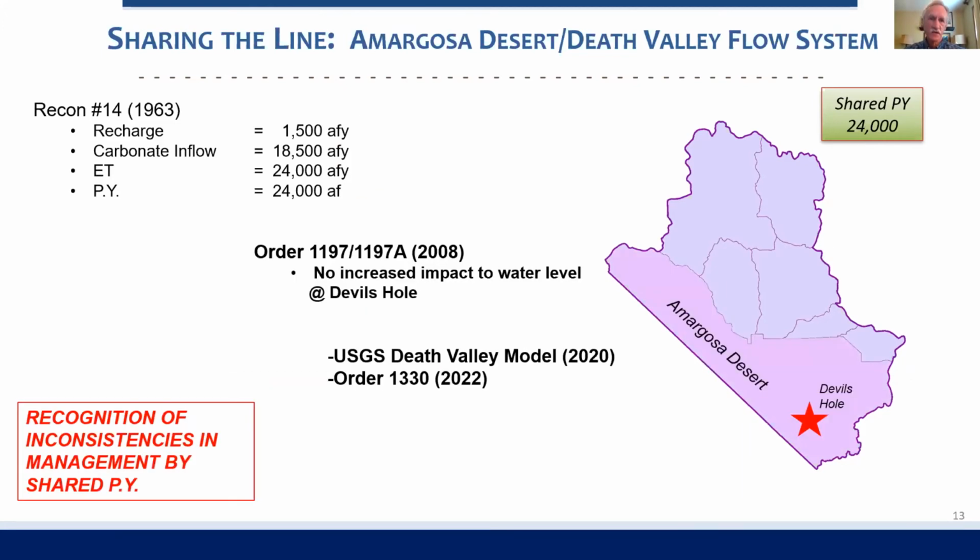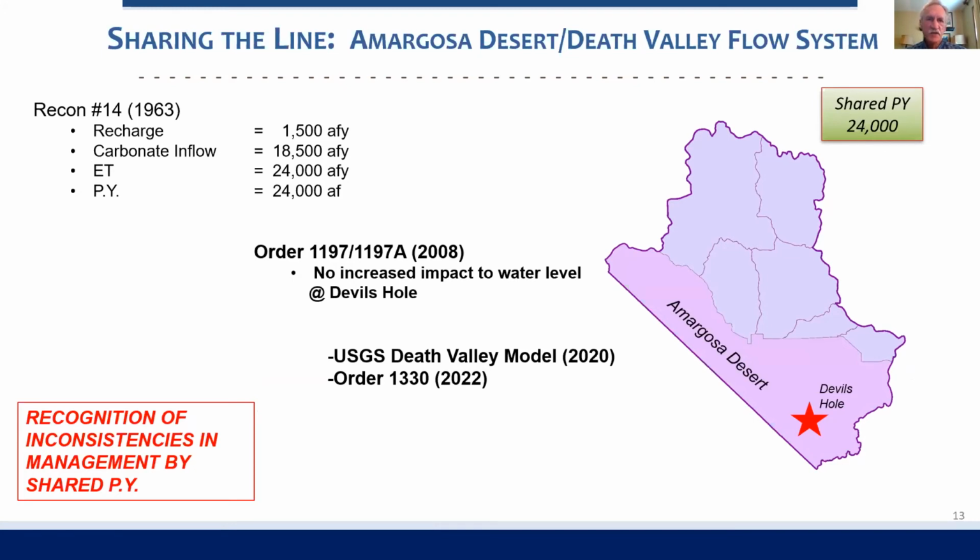Now, 55 years later, in 2008, concerns about the preservation of the Devil's Hole pupfish resulted in State Engineer's Order 1197 that allowed for changes to existing water rights in the Amargosa Desert, but only if their points of diversion were moved further from and resulted in no additional water level decline at Devil's Hole.